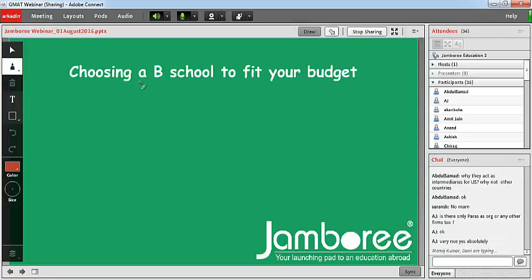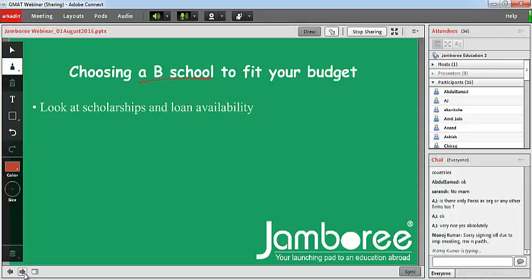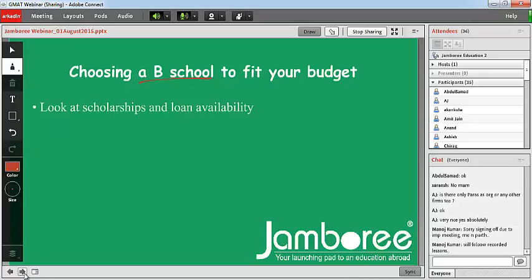very important part, choosing a B school to fit your budget. So look at scholarships and loan availability. Not all business schools offer the loans that we talked about.